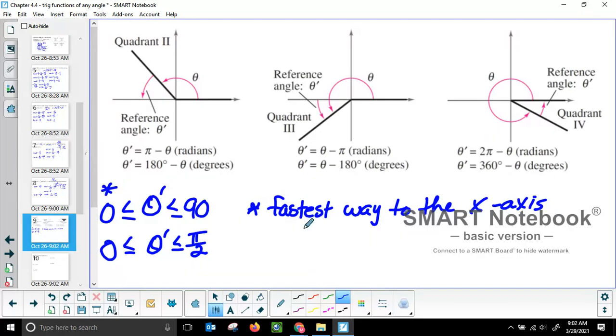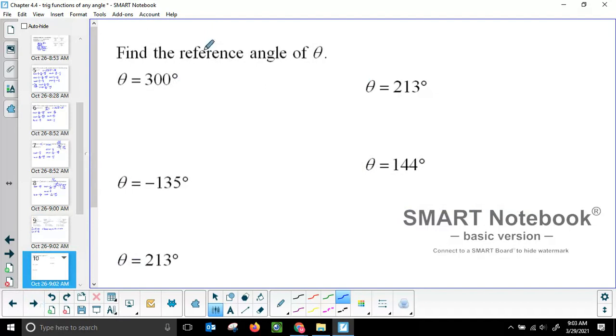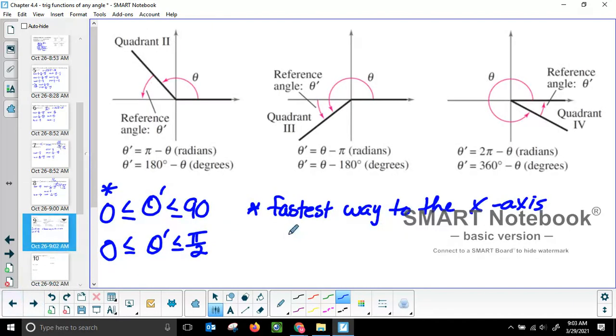Hypothetically, if you were in quadrant 1, is there a way to get the reference angle? It's whatever that angle is. Since quadrant 1 is between 0 and 90, the reference angle is the angle. Yep, absolutely. Okay, so let's go ahead and take a look here.